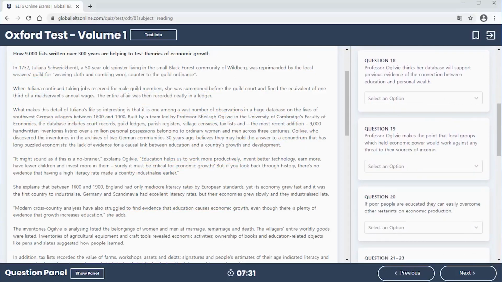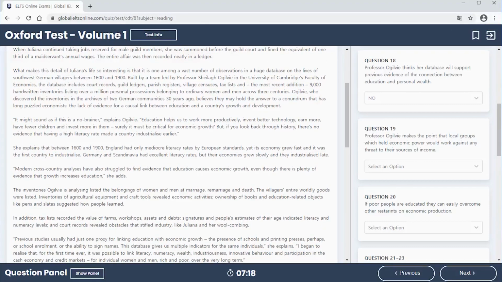So we know that this one is going to be no. Because when we look at the ninth paragraph, previous studies usually just had one proxy for linking education with economic growth, which is the presence of schools and printing presses or school enrollment. The database gives us multiple indicators for the same individuals.